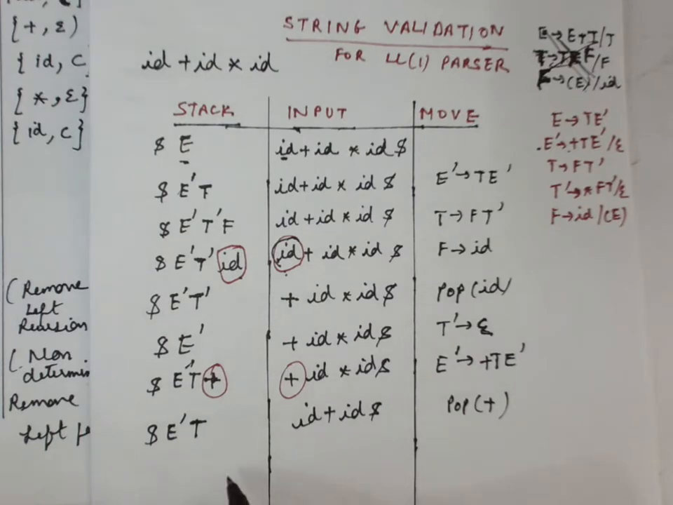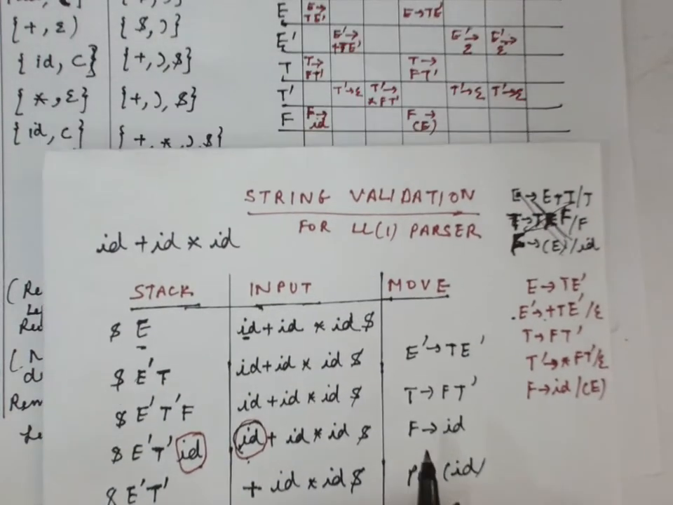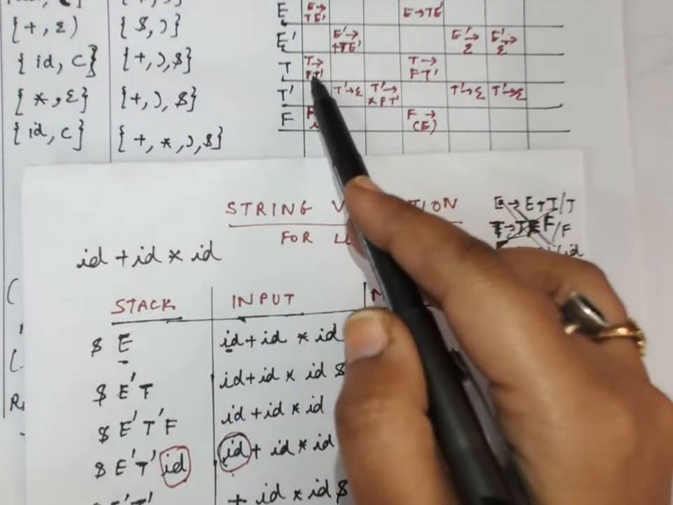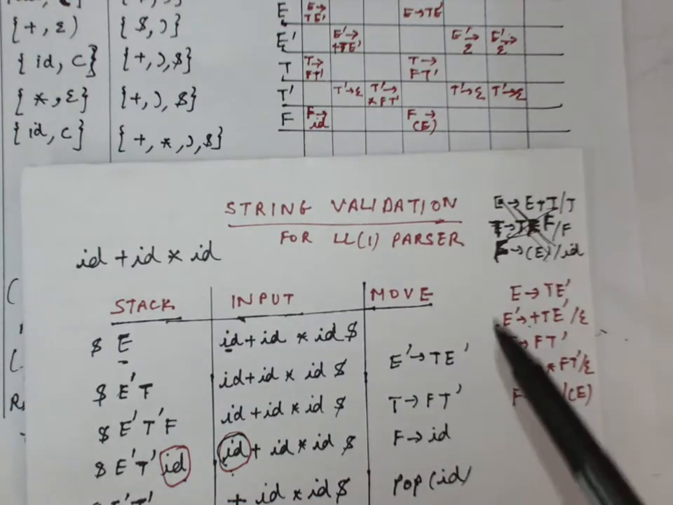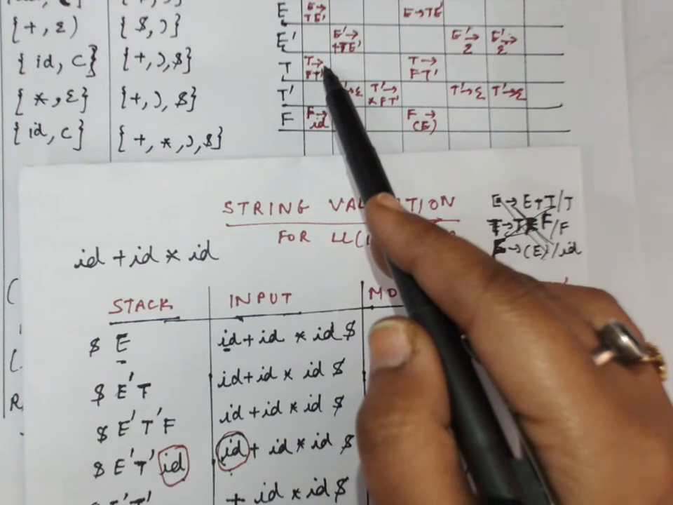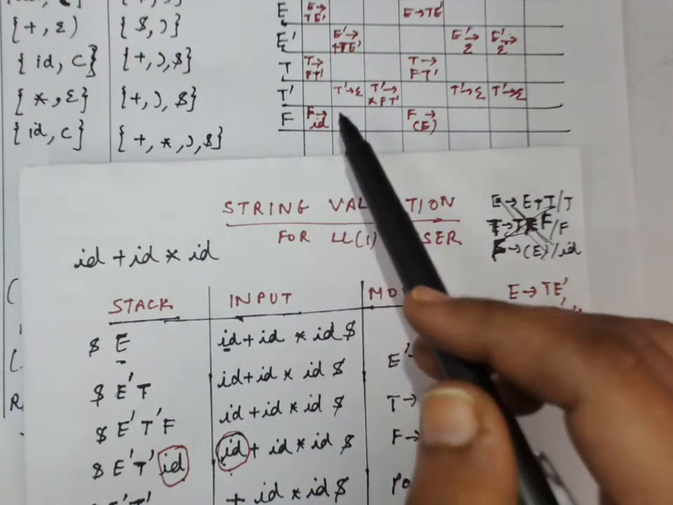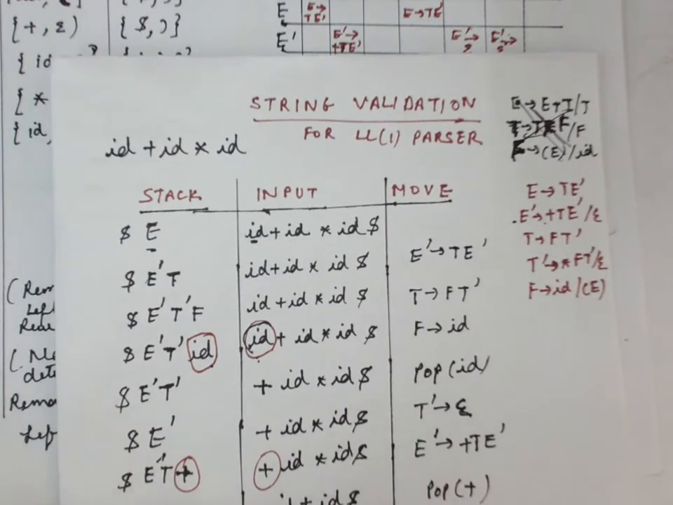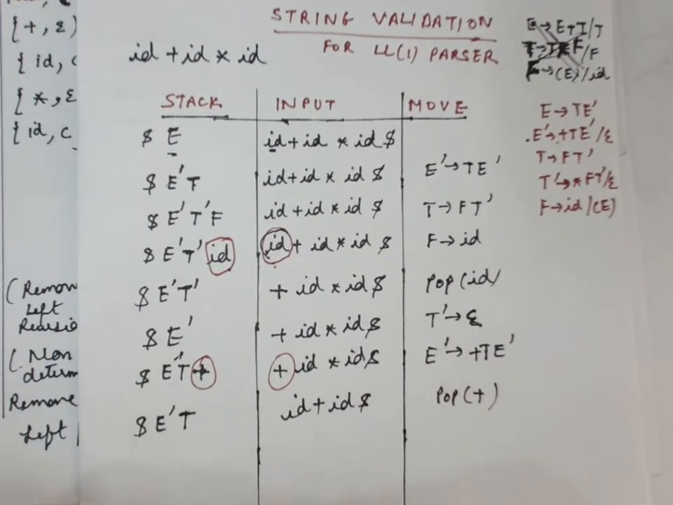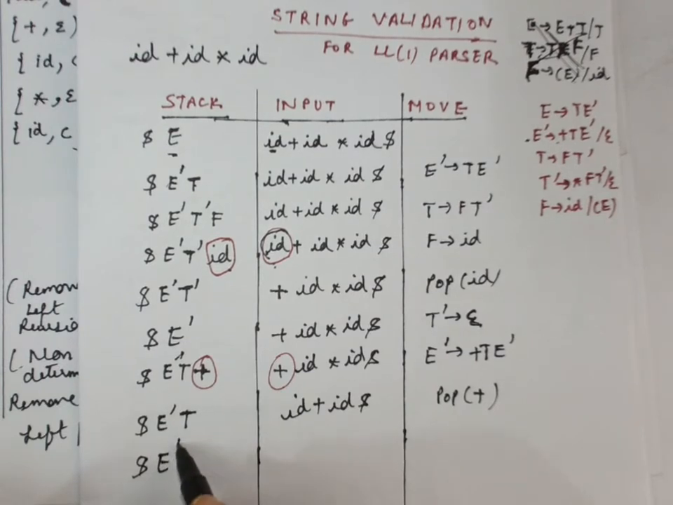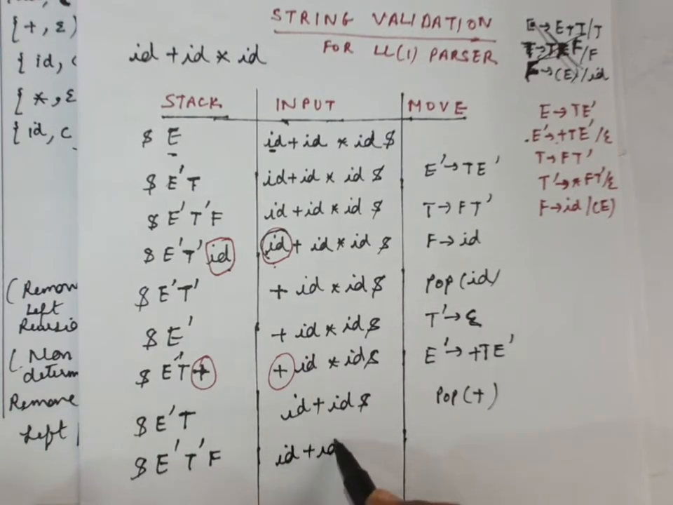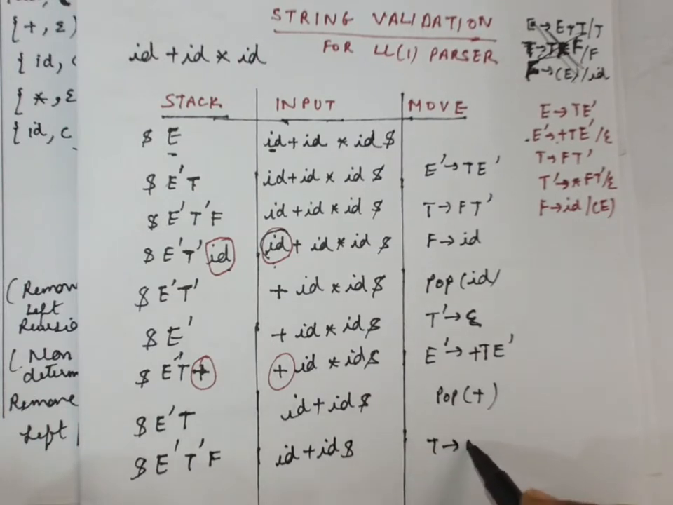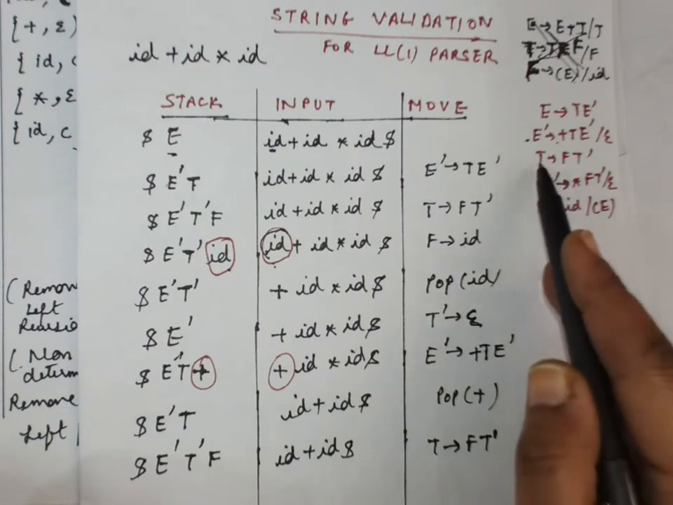Next we will see T and id. This is our parsing table, T and id, it is T gives F T dash. So this is our rule, T gives F T dash. Again we will be writing this rule: this is E dash, this T gives F T dash. Here this is the same as id plus id into dollar. The rule we applied is T gives F T dash.